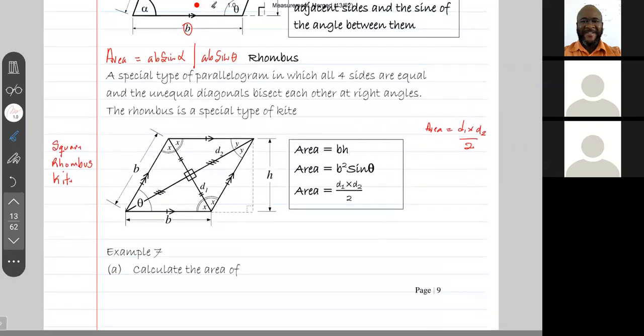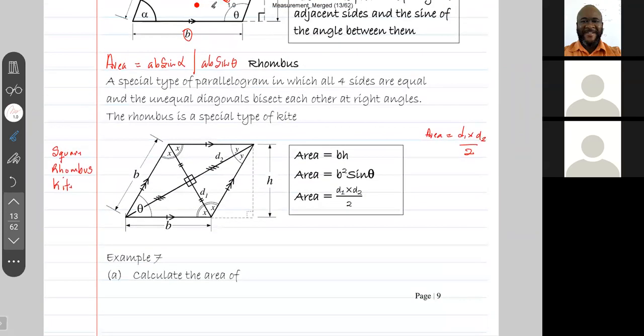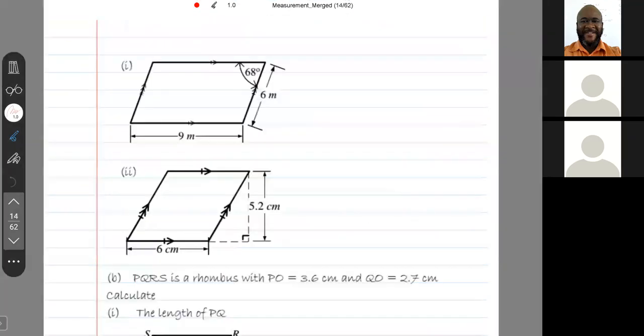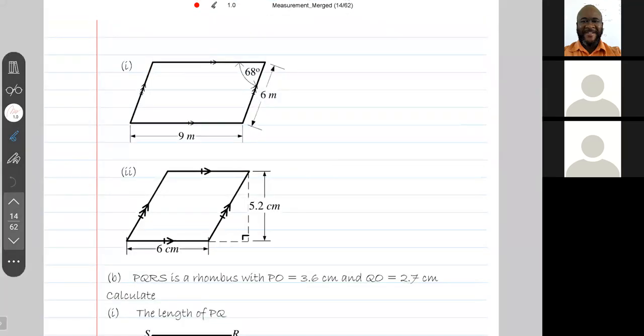Example 7a says calculate the area of, let's turn the page. All right, so we have two parallelograms, well, it looks like, yeah, two parallelograms. The top one is a parallelogram, the bottom one is a rhombus. Can anybody tell me how we know that the bottom one is a rhombus? Anybody?